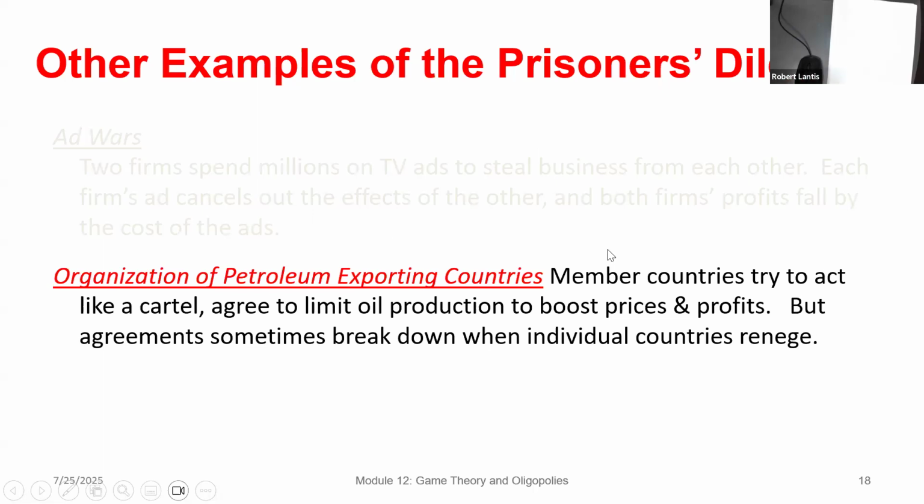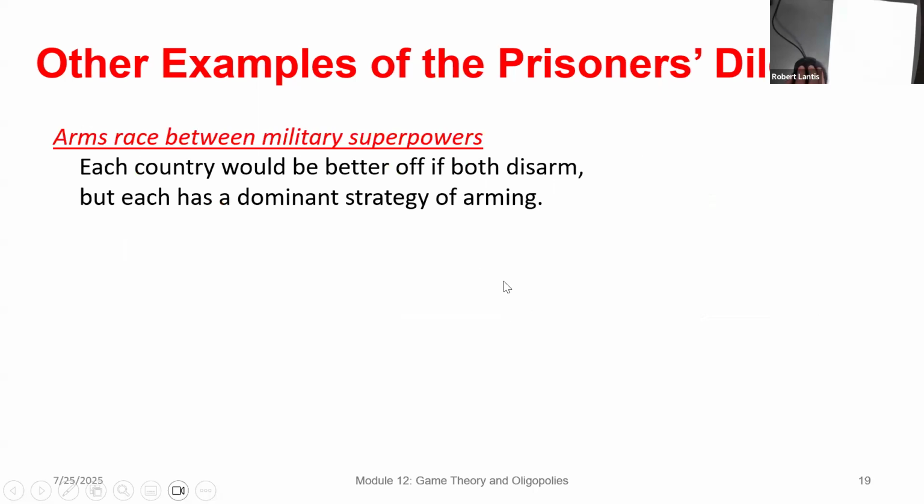OPEC is another example that we see. You have all the member countries, and they try to act like a cartel. They try to come together, have this organized body so that they can boost profits for everybody. But quite often, you see countries breaking that agreement, producing a little bit higher of a quantity than what they agreed to, setting lower prices, and it's all because we have these prisoners' dilemmas in terms of the strategy choices of these companies, or countries, I should say, in this case.